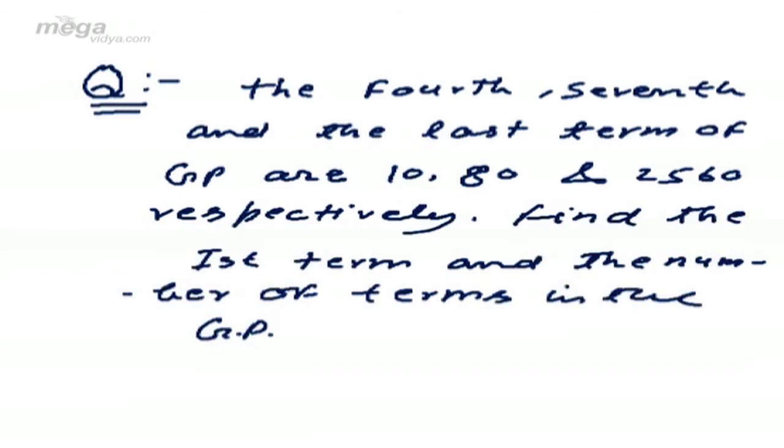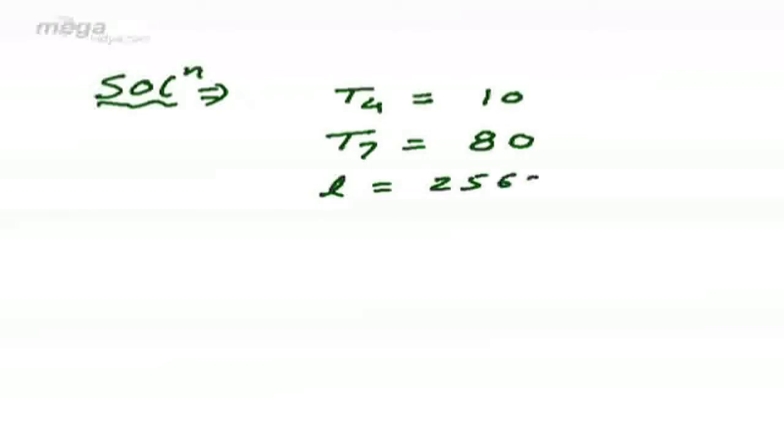It means we have to find the first term A and the number of terms N. The fourth term, T4, is given as 10. The seventh term, T7, is given as 80. And the last term, L, is given as 2560.